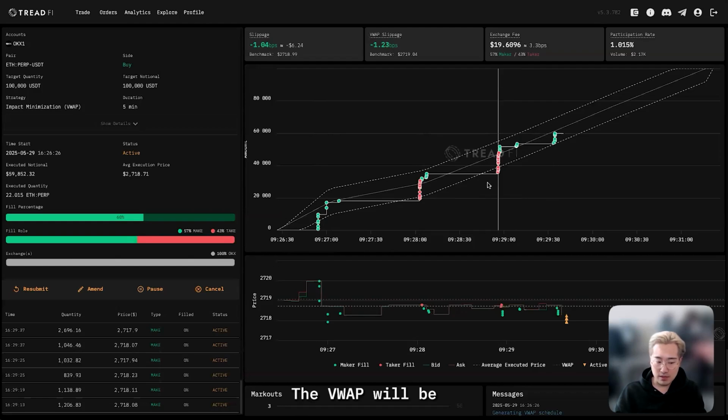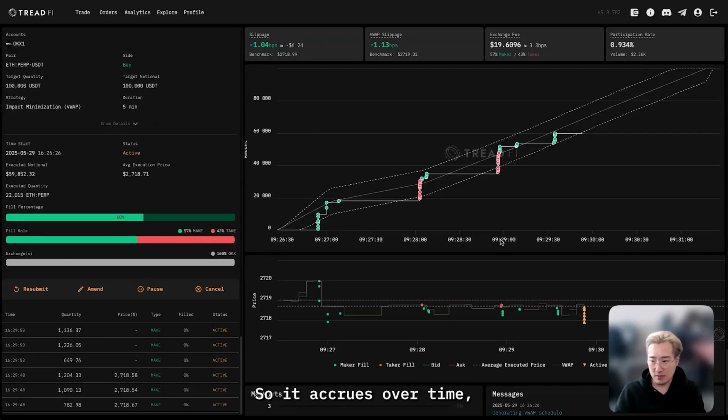The VWAP will be a cumulative distribution function based on the market volume that we predict to see, binned over the period of time that we're trading, whereas a TWAP is a linear trading schedule over time. And so it accrues over time, and this accrues over market volume. And so you do see it does want to trade a little bit faster in the beginning, but slow down in the middle, and then just take it more steady near the latter half of the order.